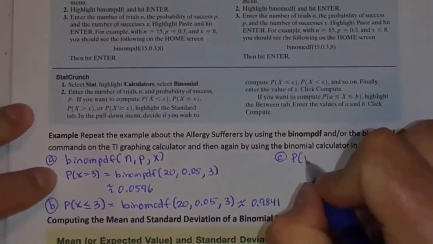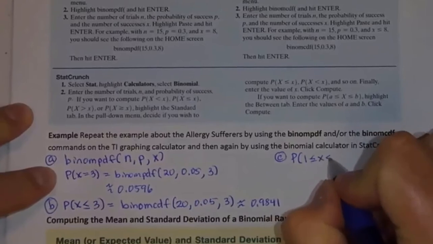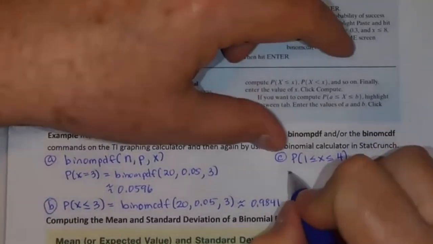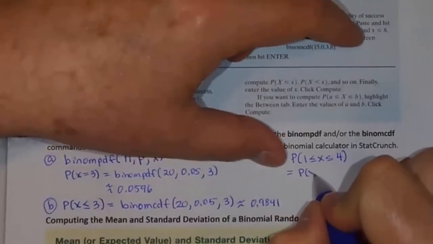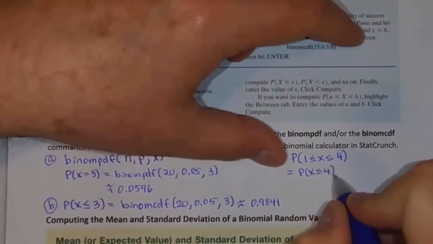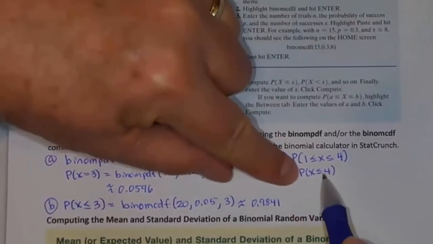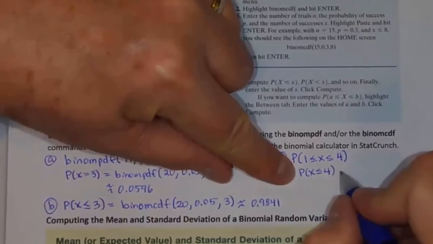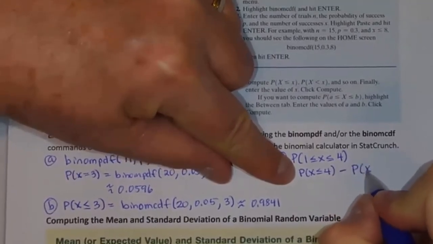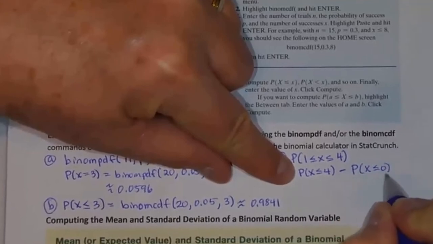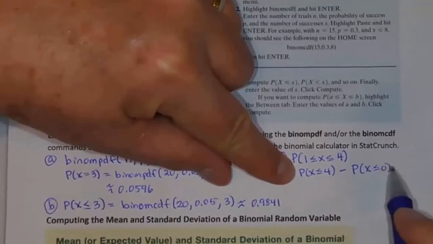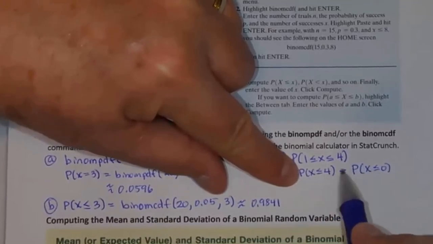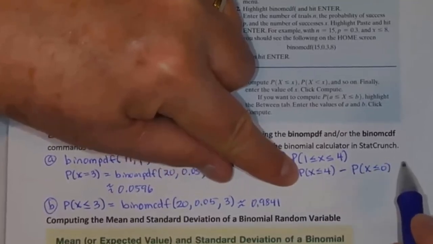Or I could do this. If I find the probability of 4 or fewer successes, that would give me 0, 1, 2, 3, or 4 successes. And then if I subtract from that the probability of 0 or fewer successes, then that would subtract out the probability of 0 successes, which would leave 1, 2, 3, or 4 successes.